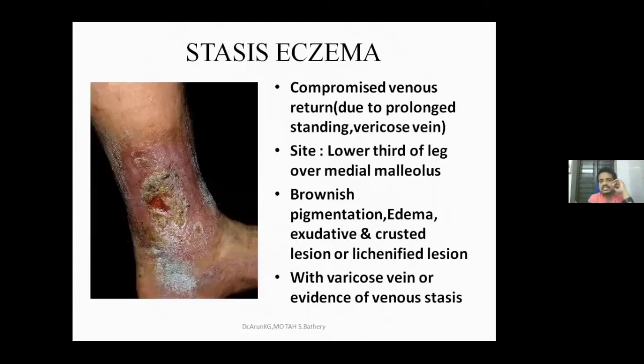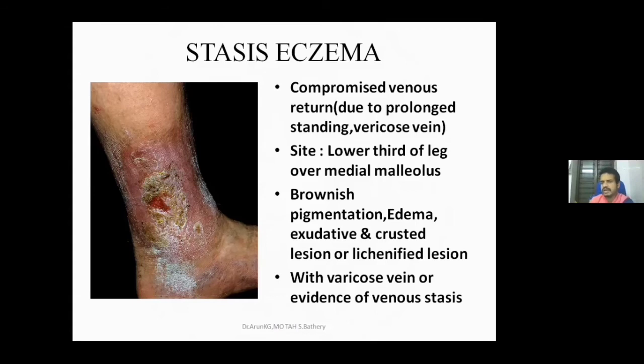Now stasis eczema. In stasis eczema, what happens is the venous return is compromised, due to prolonged standing, varicose veins, etc. So stasis eczema also means due to lymph flow blockage. The same complaint will be there: side lower third of leg, covering the medial malleolus, brownish pigmentation, edema, exudative, crusted lesion, lichenified lesion with varicose vein or evidence of venous stasis.